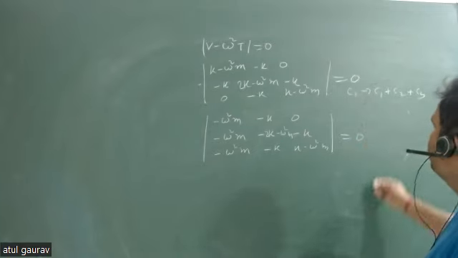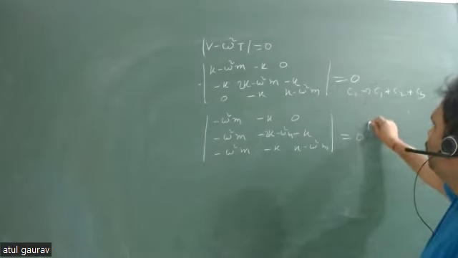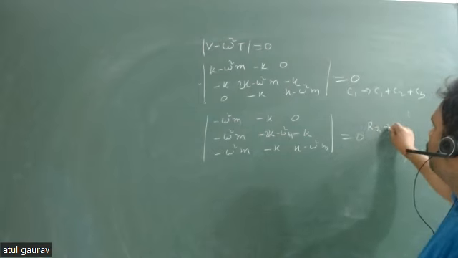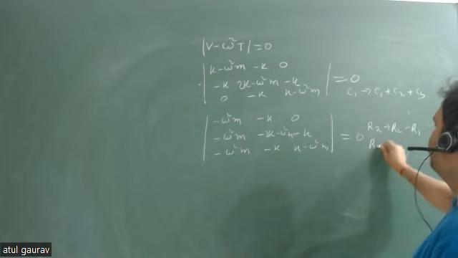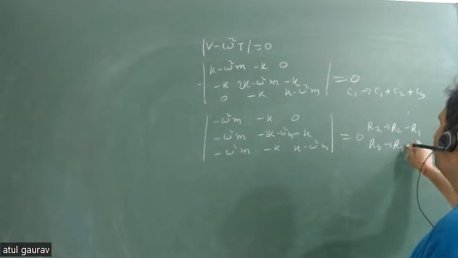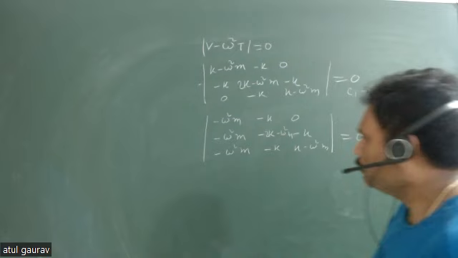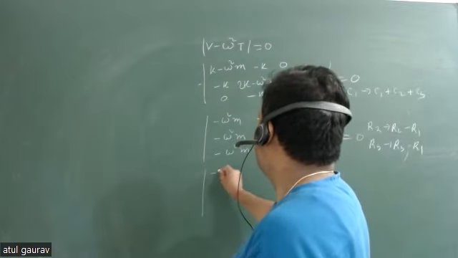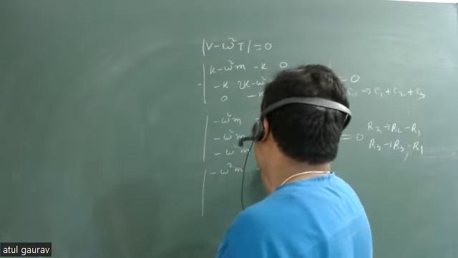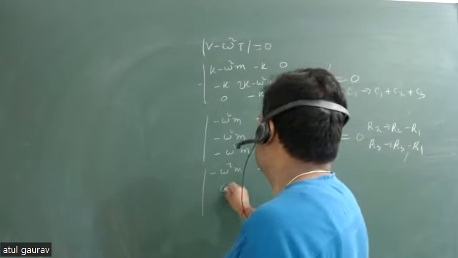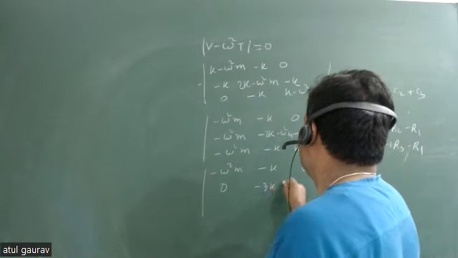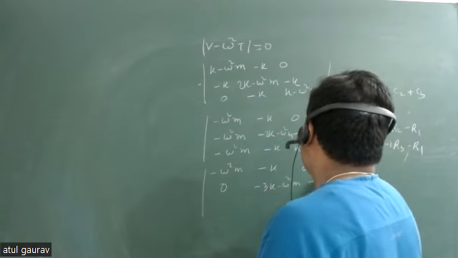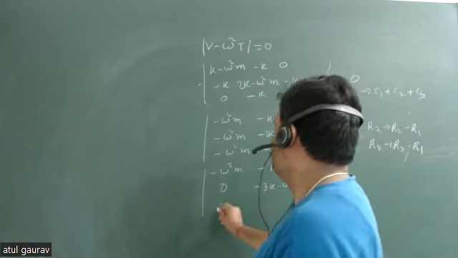Clear है यहाँ तक? And next is what? R2 में ऑपरेशन कर रहे हैं, R2 minus R1, and R3 में भी ऑपरेशन कर रहे हैं, R3 minus R1. So what will happen? Minus omega square M minus K, 0. This value is 0. This value is minus 3K minus omega square M minus K. This is 0.